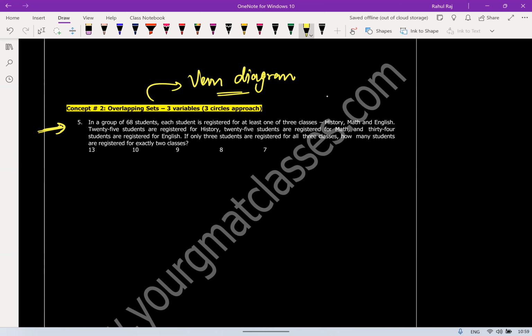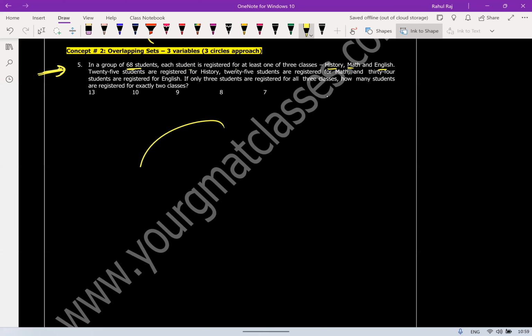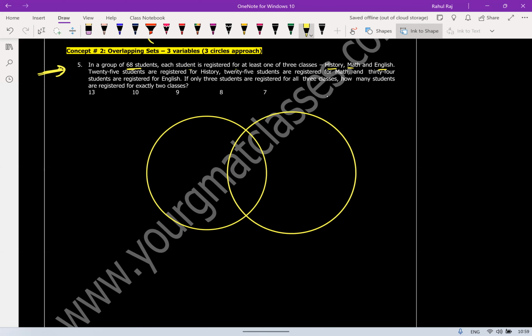So what exactly needs to be done over here? See, this is one method which you can use in every three variables problem question. I'm not giving you any formulas, so don't get into any formulas. Just remember this. In a group of 68 students, each student registered to at least one of the three classes, that is history, math, and English. So the moment you have three variables, draw three circles overlapping each other. So this is history, this is math, and this is English. Agreed?